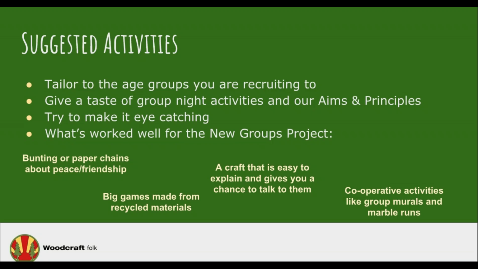And then I've got a few suggestions here of what's worked well in our new groups project so far. So we found a wide variety of different events. You can use making paper chains or making bunting about peace, friendship, or maybe another topic from the aims and principles. It's an activity that can be quite open-ended, so somebody could really quickly make a contribution, or they might spend quite a lot of time over crafting their response to that.